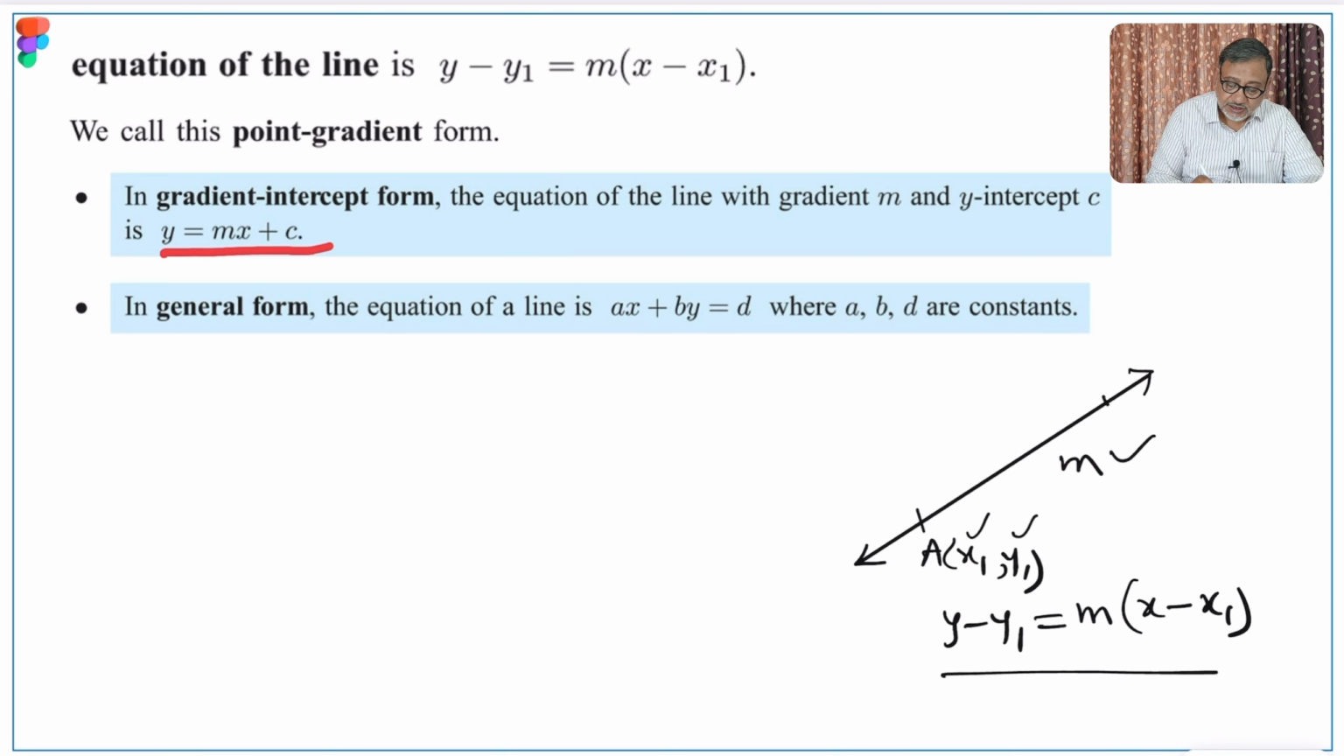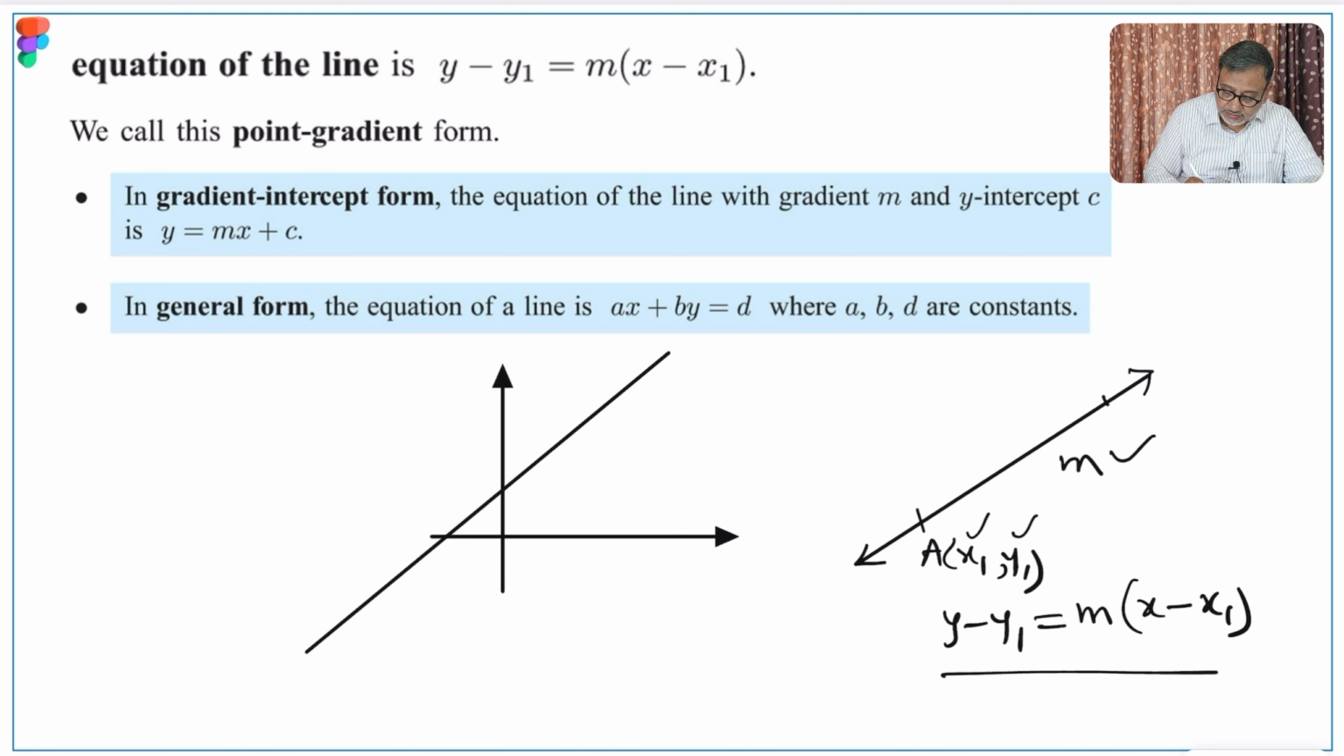Then y is equal to mx plus c. For this equation, if you have something like this, let me show you. You have a line whose y-intercept is given, c here, 0 comma c, and whose gradient is given, m, then its equation is y is equal to mx plus c. You all know about it.